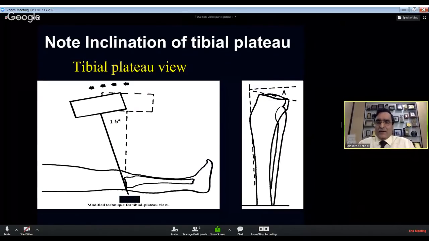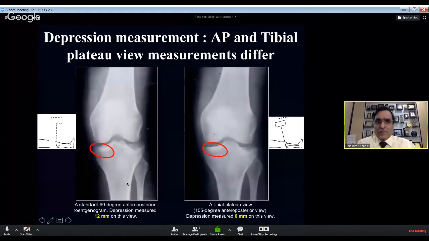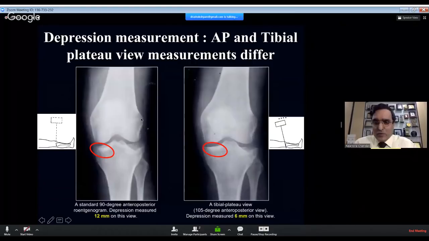Tillman and Moore have given us a tibial plateau view, and they have beautifully described this image. This is a 90-degree X-ray, and this is the 105-degree X-ray. How is it helpful? Look at depression measurement in AP in the tibial plateau view and the 90-degree view. Now, this is the image which is the vertical view, and this is the image which is 105 degree, that is the tibial plateau view.